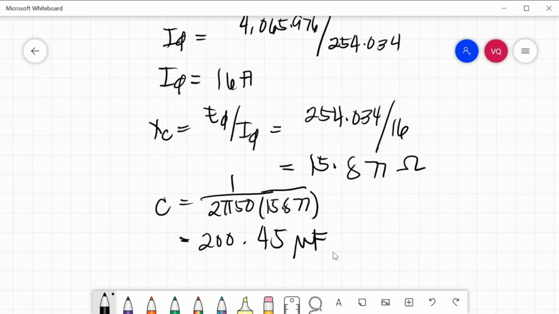Para maging 0.95 yung power factor natin. From 0.85 lagging power factor, it was raised by capacitor to 0.95 power factor lagging. So, nag-improve yung power factor natin.